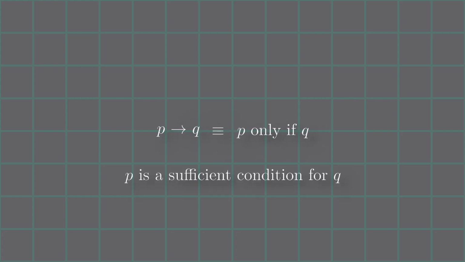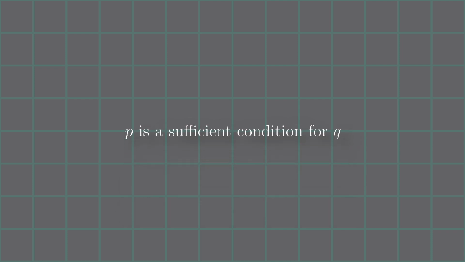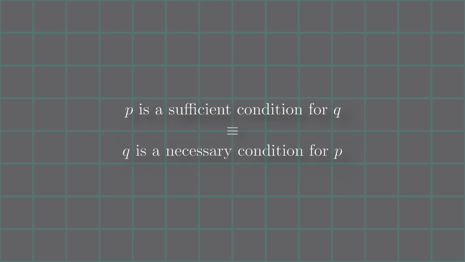We say that P is a sufficient condition for Q, since by having P be true, Q can be true, but Q may also be true when P isn't. On the other hand, Q is a necessary condition for P, since Q must be true for P to be true. When P is a sufficient condition for Q, it immediately holds that Q is a necessary condition for P.